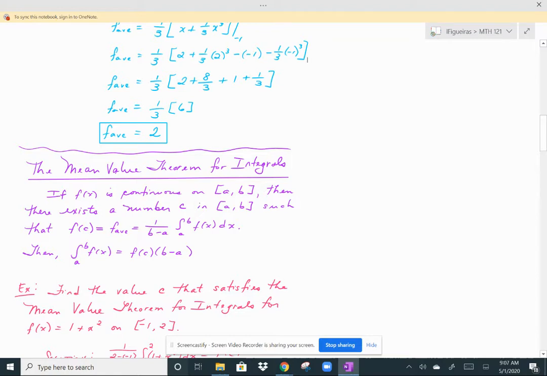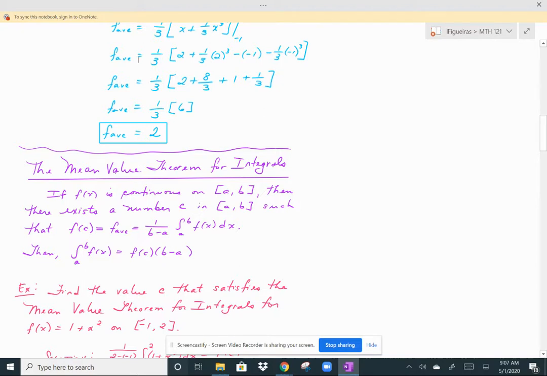So the theorem says if f of x is continuous on a closed interval, then there exists a number c within that interval, and it could equal a or b. So c is somewhere in the closed interval from a to b, such that f of c is equal to the average value. So in other words, the function at c has the same value as the average value on the closed interval.